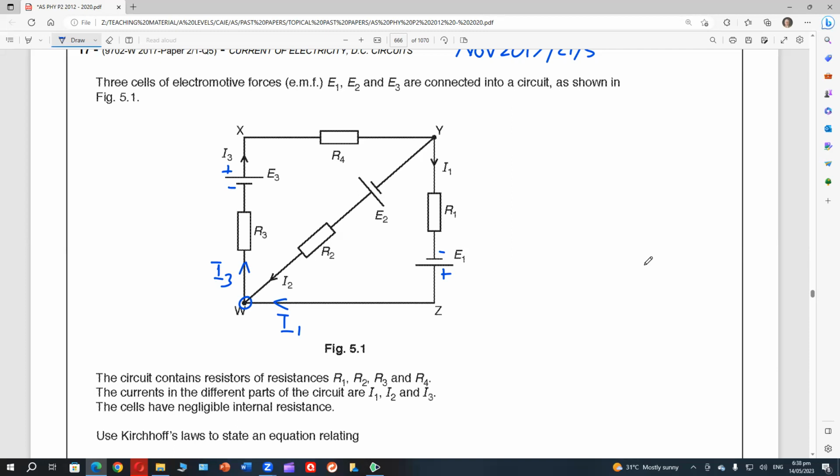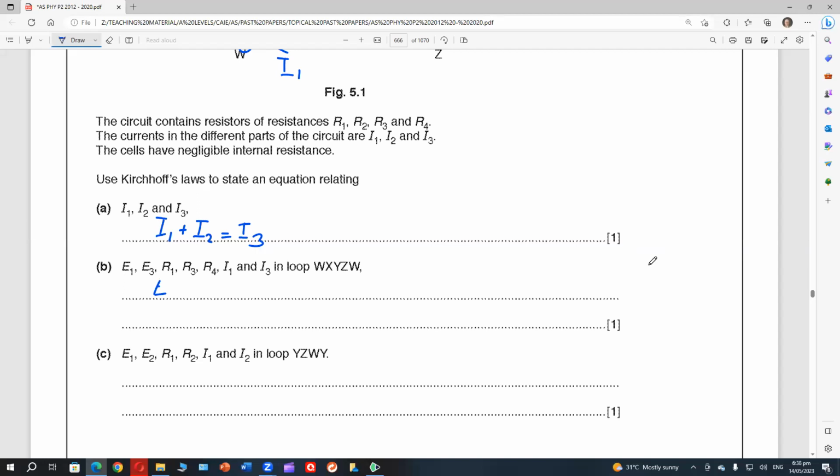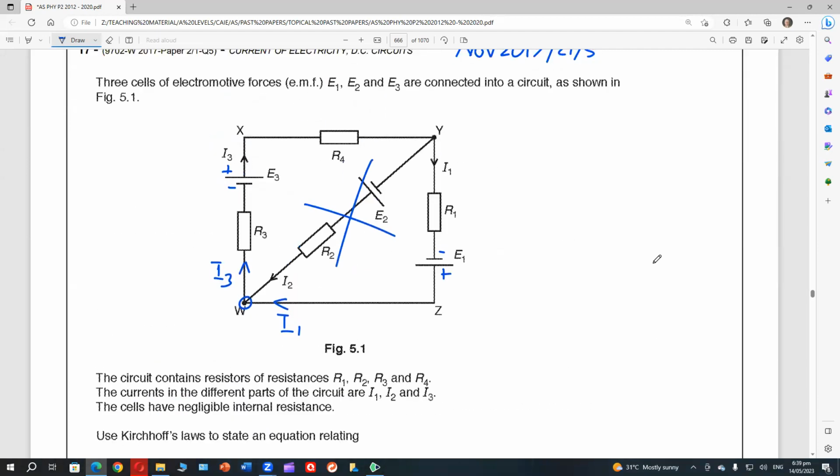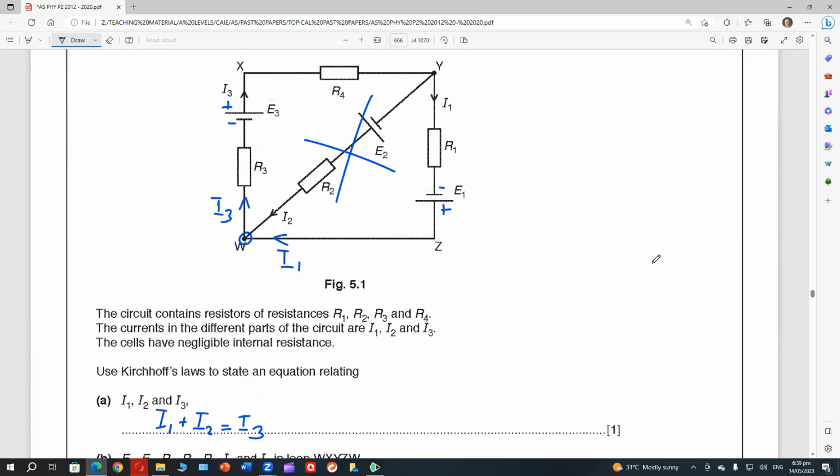Should I add the EMFs or subtract them? This part is neglected in this loop. So E1 and E3 should be added or subtracted? The EMFs will be added, because they are in plus minus order. Now, every current goes with the corresponding resistance. So I3 will go with R4, and I1 goes with R1.